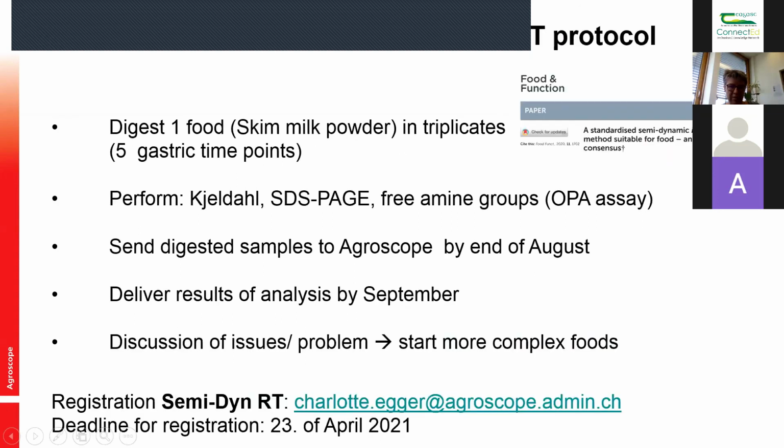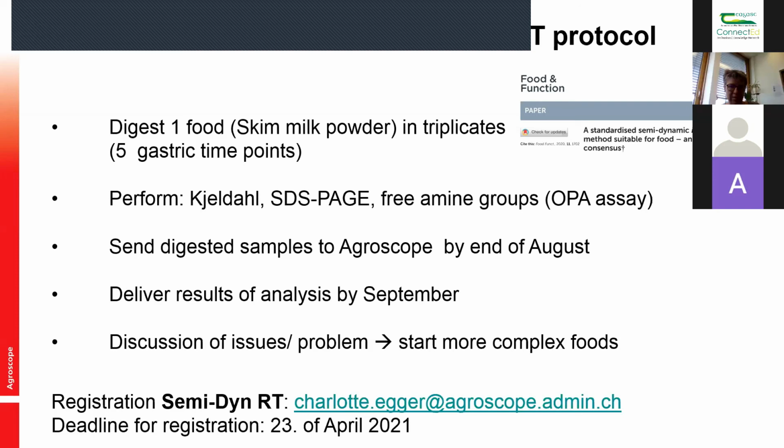For the semi-dynamic model, here we only digest 1 food. We try to have it simple in the first part. So it will be a skim milk powder that you would need to digest in triplicates and doing 5 gastric time points. It's only meant for the gastric phase. You don't need to do an intestinal phase. SDS-PAGE, OPA assay. Again, you send the digested samples freeze-dried to Agroscope for further analysis. And your results should be ready by September.